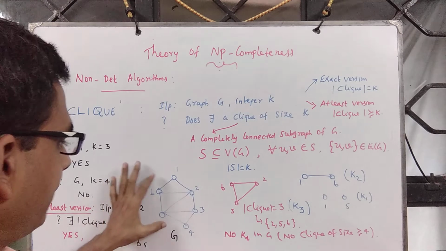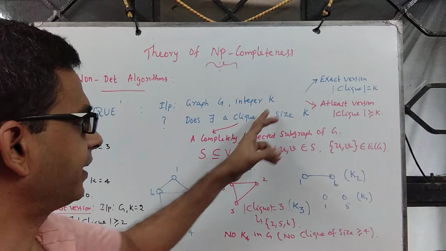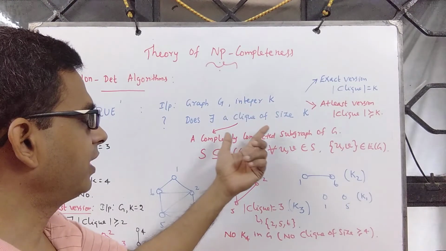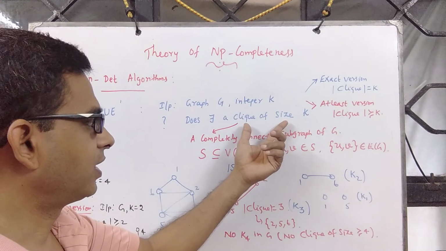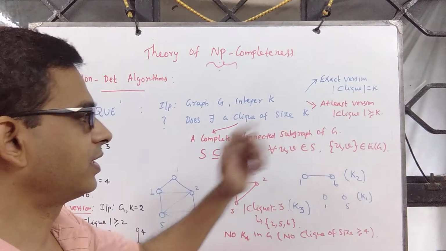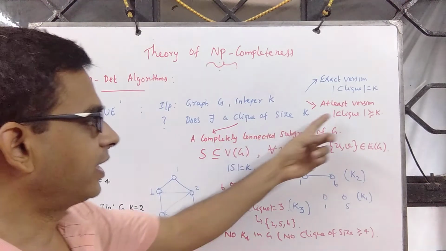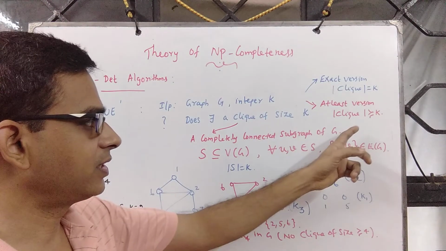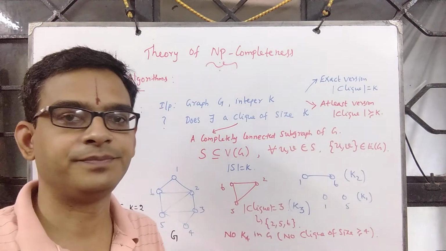Now you are given an arbitrary graph and an integer k. In the exact version, we are interested in knowing the answer to this: does there exist a clique of size k? And in the at least version, we are interested in knowing whether there exists a clique of size at least k.